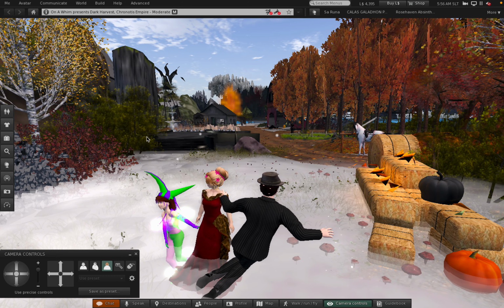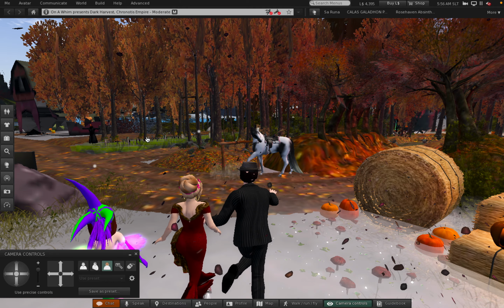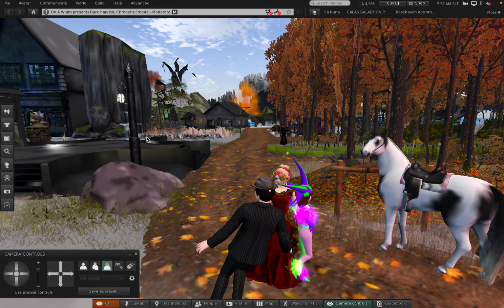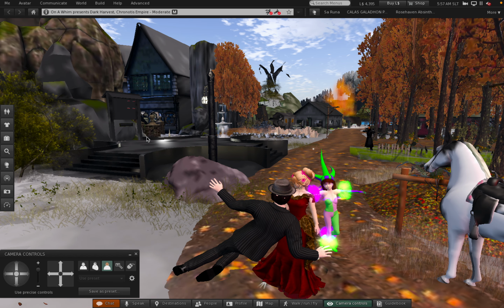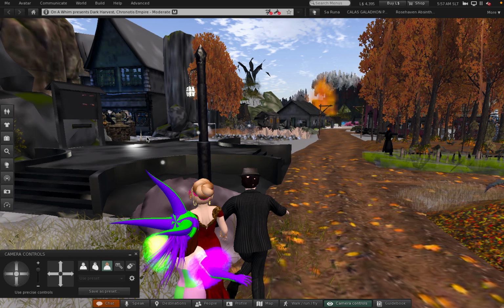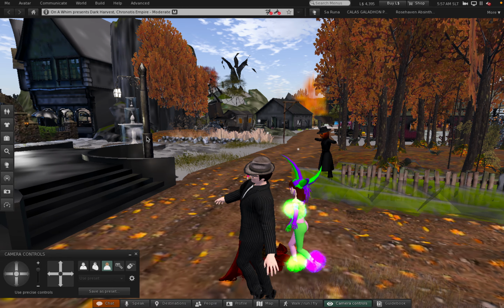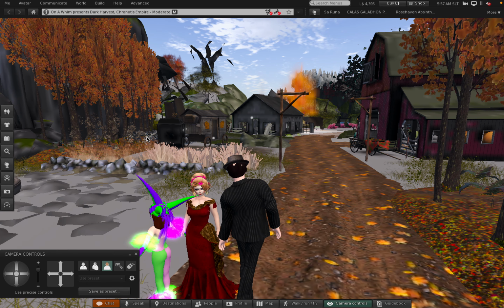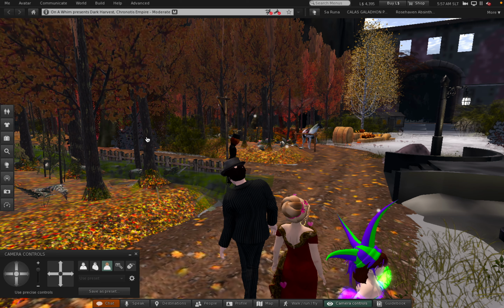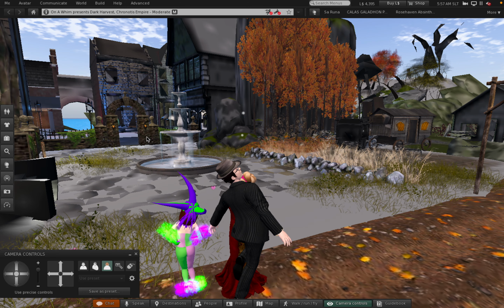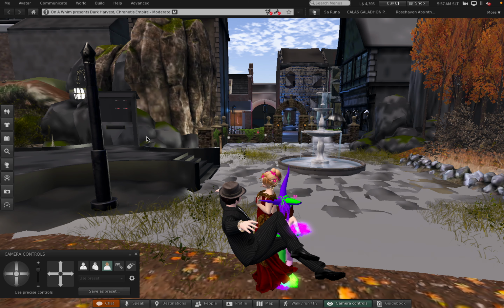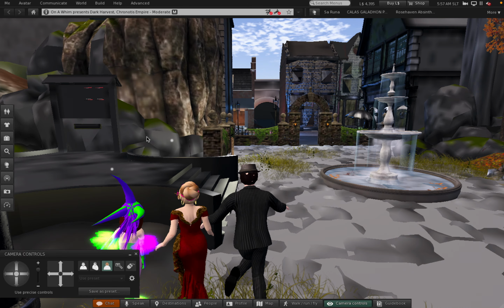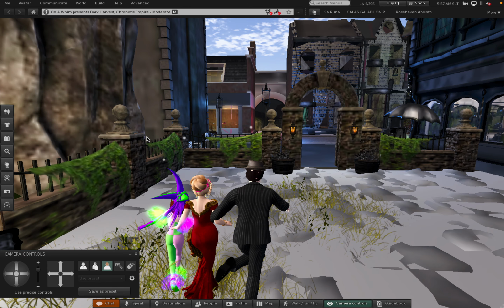I think we might have used up this sim. Oh yes, we've been that way. Okay. Yeah, we have seen it all. Oh, what happened to them? Oh, there they are.